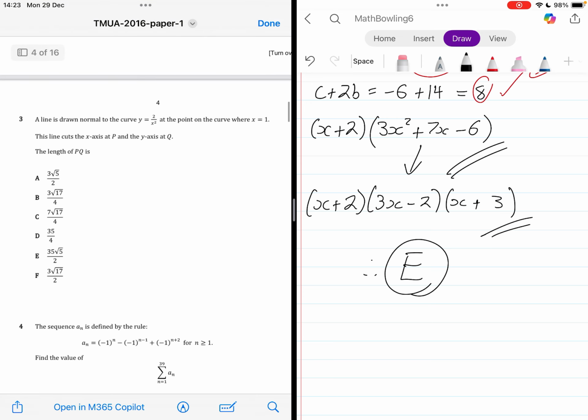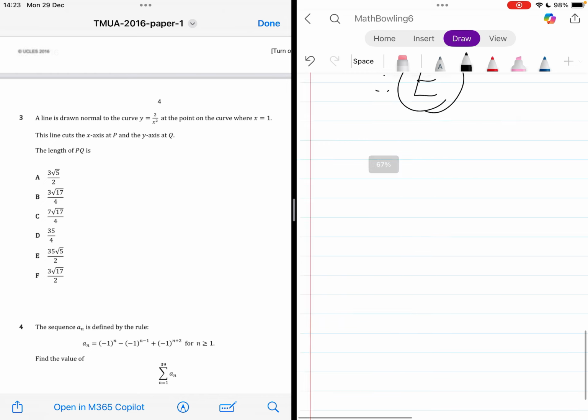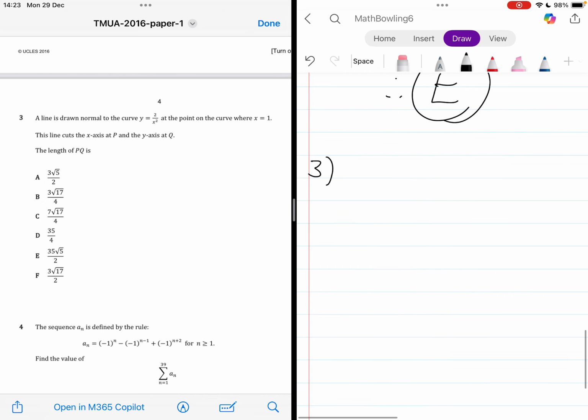Now on to question 3. This is our last one for today. A line is drawn normal to the curve y equals 2 over x squared at the point where x equals 1.